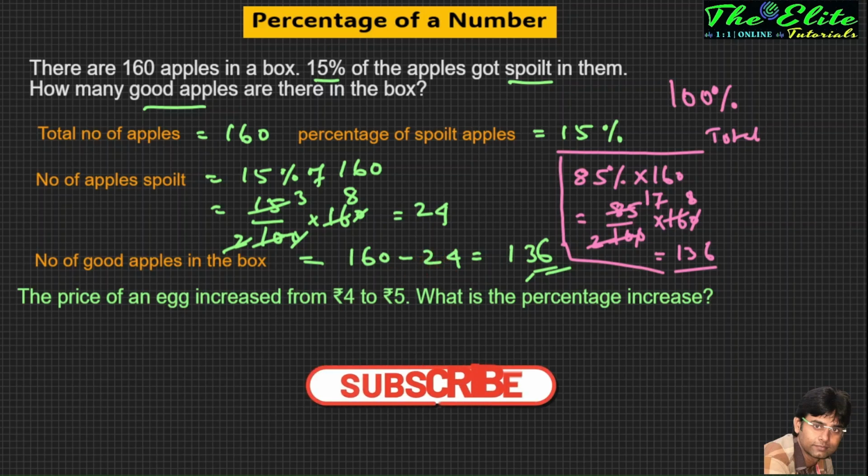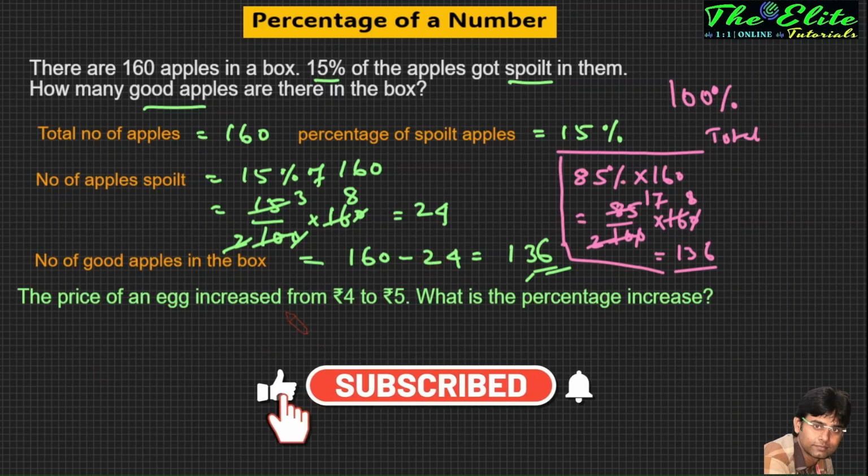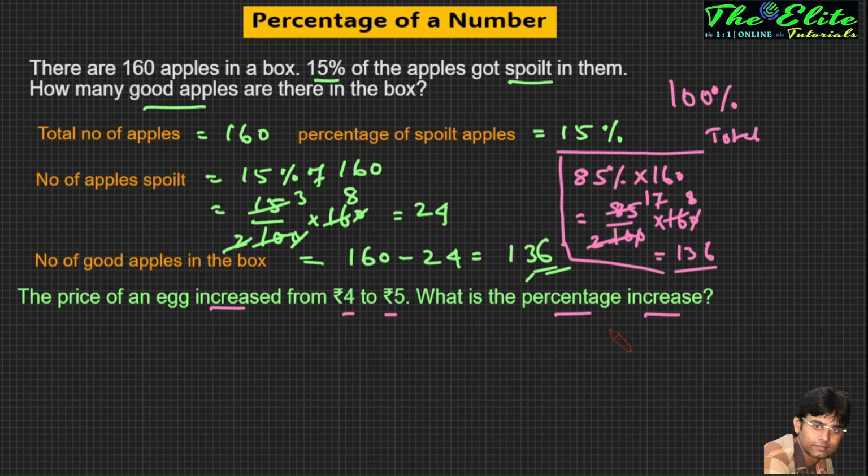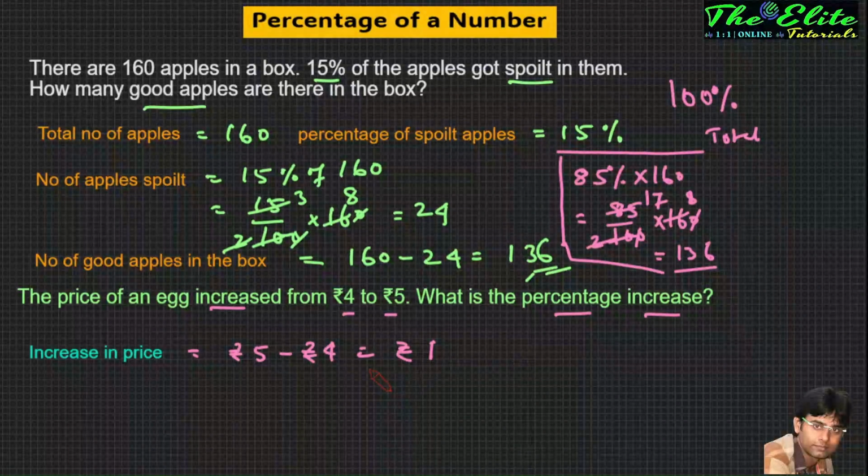Now the next question is, the price of an egg increased from 4 to 5. What is the percentage increase? So first we have to find out what is the increase in price. And it is very easy to find the increase in the price, isn't it? Increase in price is from rupees 5, we have to subtract rupees 4. Okay, that will give us the increase. So rupee 1 is the increase in price.